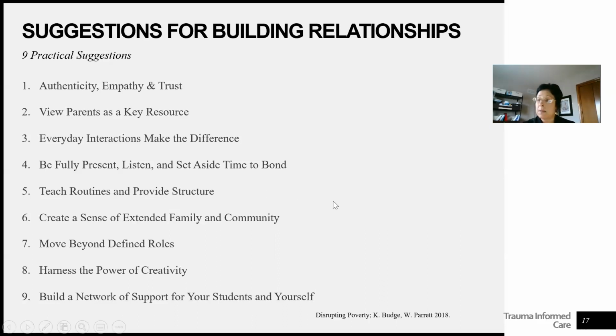Oftentimes, some of these students have street smarts. Work on building resiliency, and that is a skill that they will take with them forever. Make sure you have partnerships with other staff and hold each other accountable. So those are just some other suggestions for building relationships, and you'll notice that some of them overlap with the first nine that we talked about.